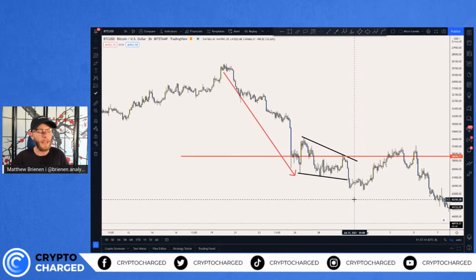So when we're looking at these indicators, you don't want to look at price and try to make it fit your narrative, right?